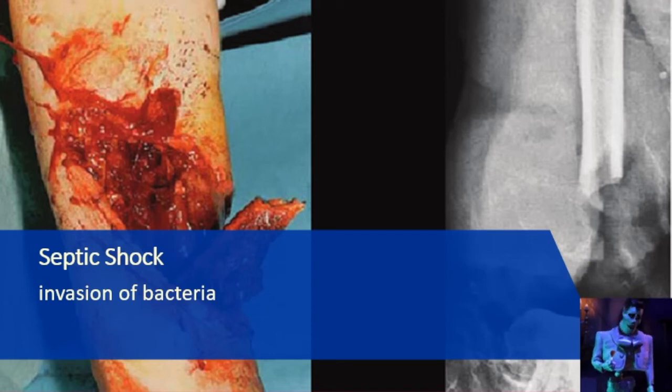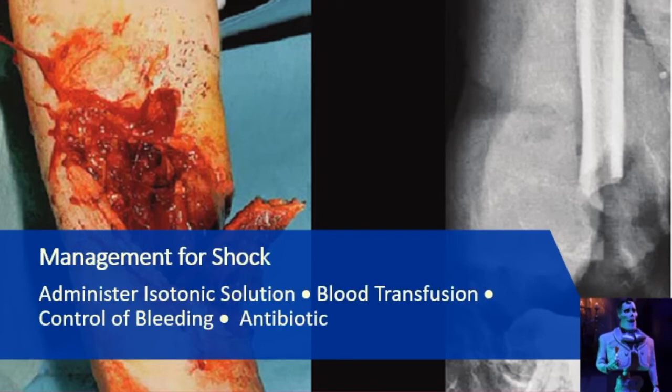Then, you have your septic shock. So, class, septic shock results in systemic vasodilation due to the presence of bacteria. Okay, so obviously, it's considered to be a life-threatening complication. So, what is our management for shock? Since we're talking about shock, there should be administration of your isotonic solution. Blood transfusion is done due to the blood loss, and then bleeding should be adequately controlled. And then there should be administration of your antibiotics.